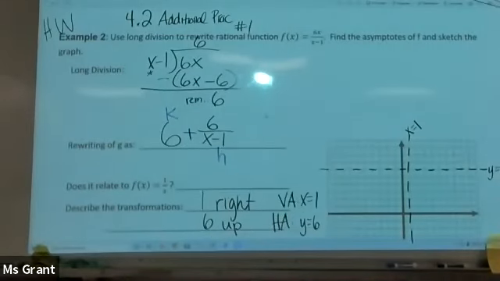Okay, so once again, you're doing this problem for homework and you're doing on 4.2 additional practice just the first problem on that page.